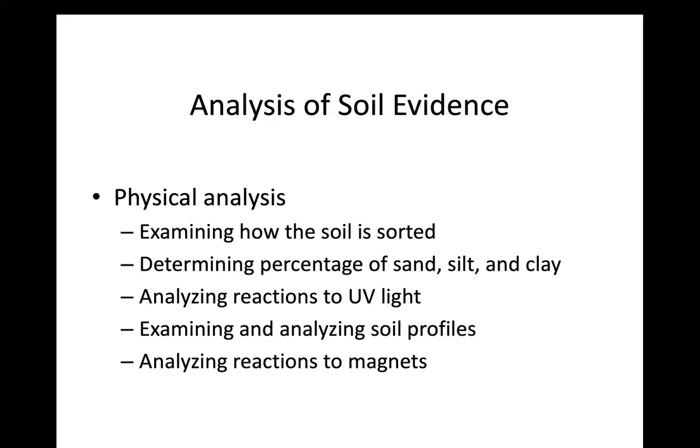You can analyze the reactions of soil components to UV light and detect fluorescence. You can examine and analyze soil profiles to determine whether soils were disturbed, the amount and type of soil found in each layer. Soil profiles are compared to soil profiles found in other particular regions. And then also, finally, analyzing reactions to magnets can detect the presence of iron compounds, which is typically something that's found in volcanic soils.